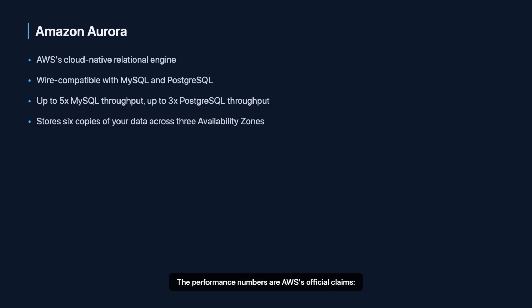The performance numbers are Amazon Web Services' official claims: up to 5 times the throughput of standard MySQL, up to 3 times the throughput of standard PostgreSQL on equivalent hardware, and the durability headline you need to memorize: 6 copies of your data across 3 availability zones, by default, automatically, every time.